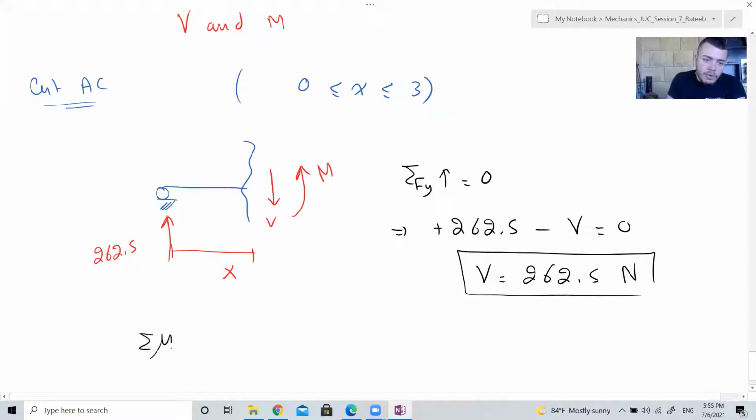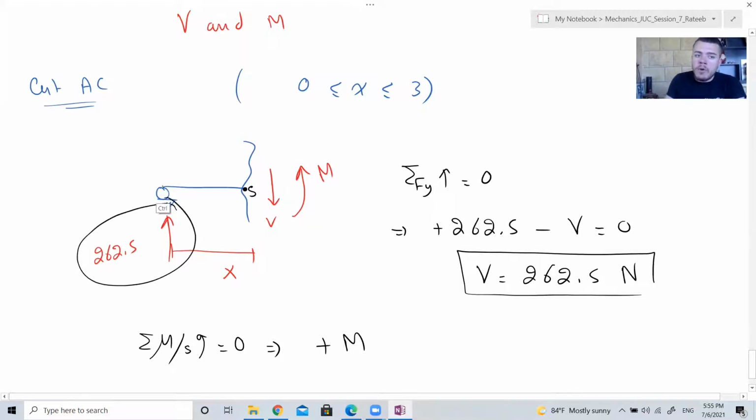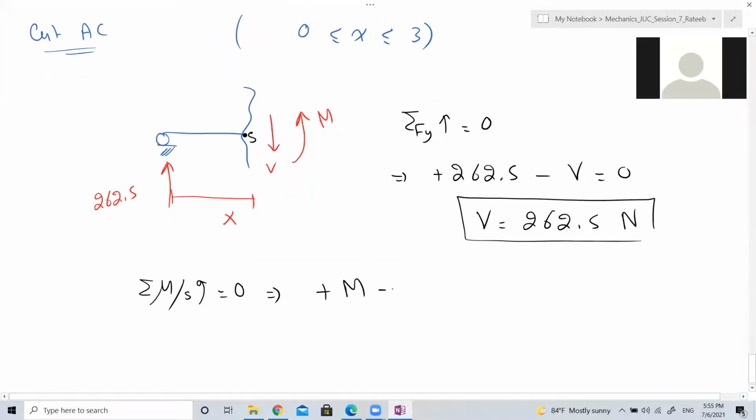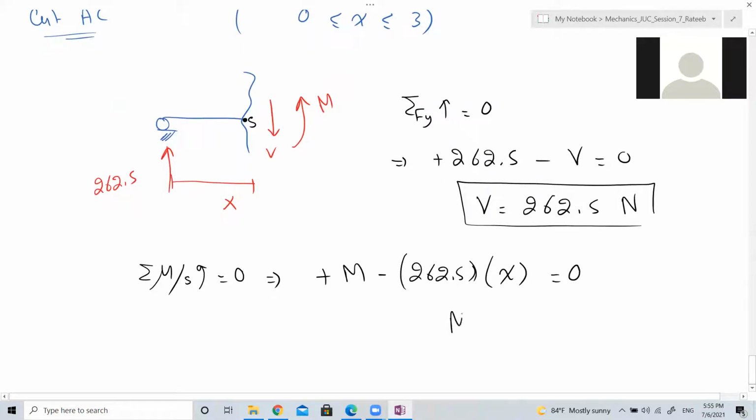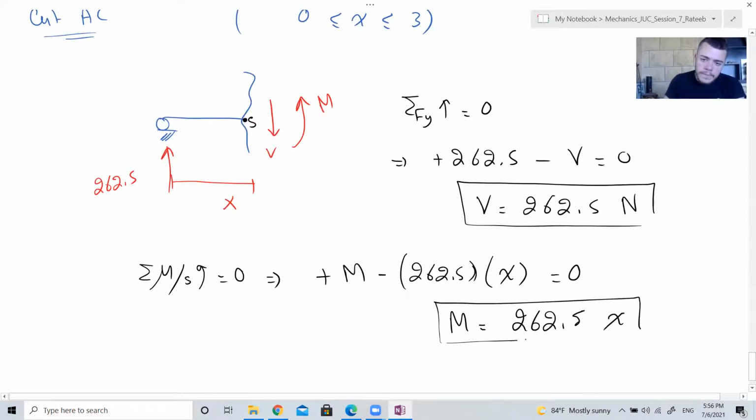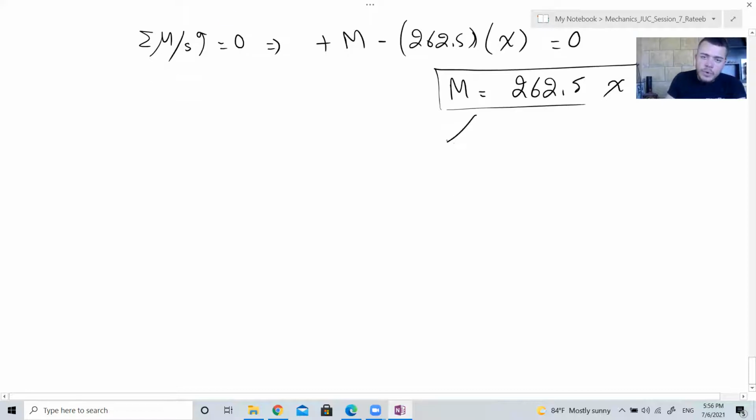To find the moment, we do summation of moment about this point equal to 0. So plus M minus 262.5 times X, so M is going to be 262.5 X.